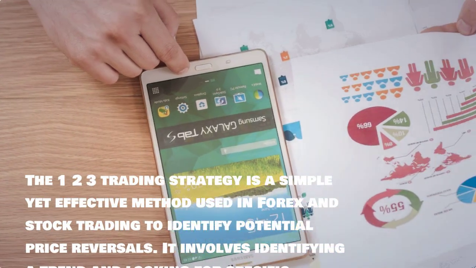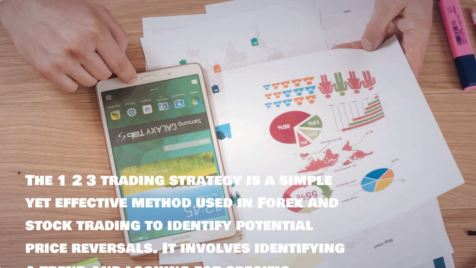The 1-2-3 trading strategy is a simple yet effective method used in forex and stock trading to identify potential price reversals. It involves identifying a trend and looking for specific patterns where the price makes 3 consecutive moves in the opposing direction, signaling a potential reversal.